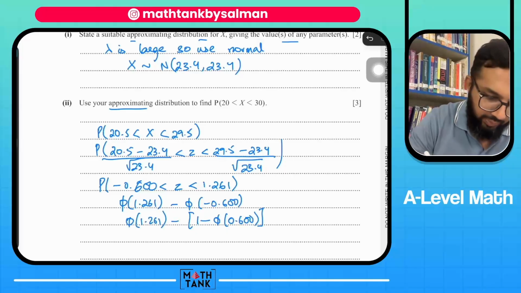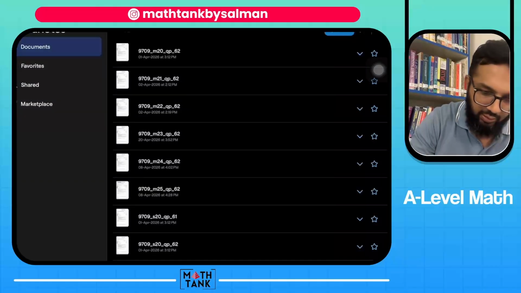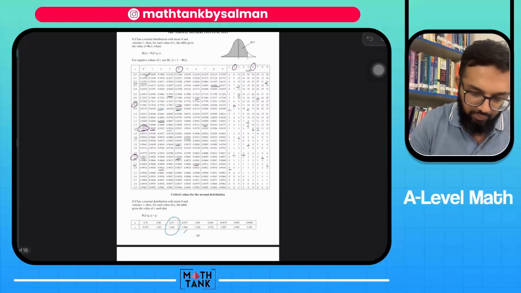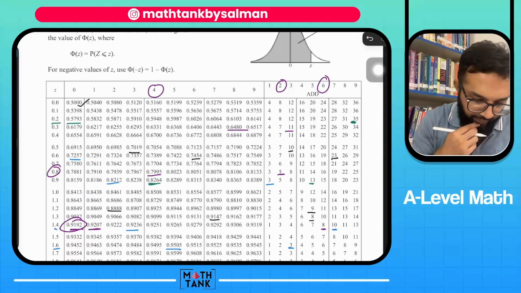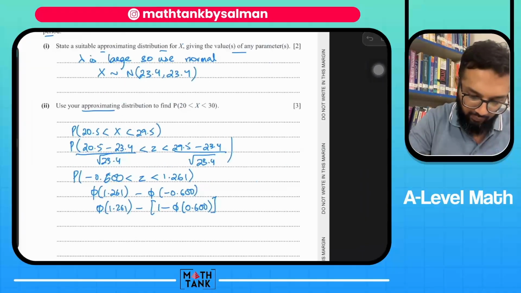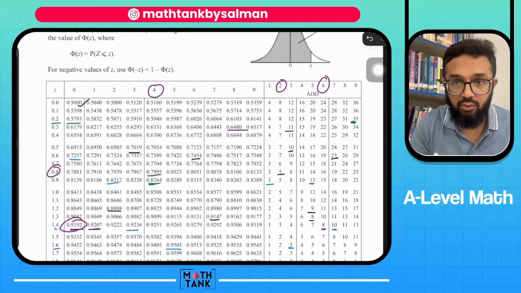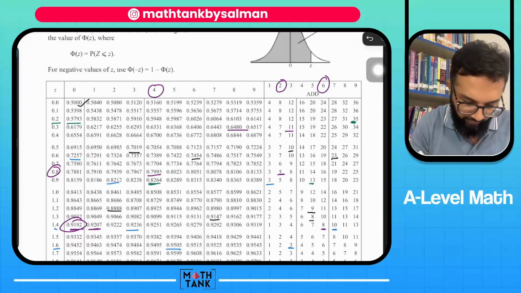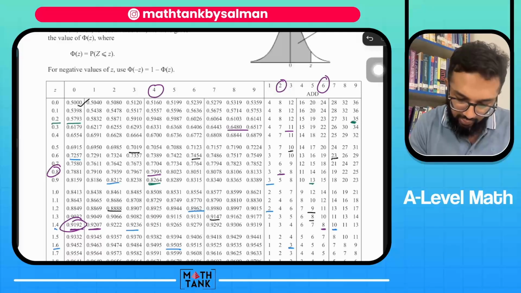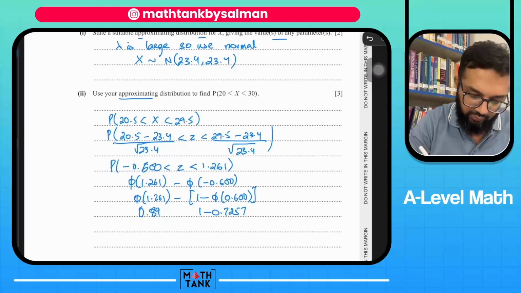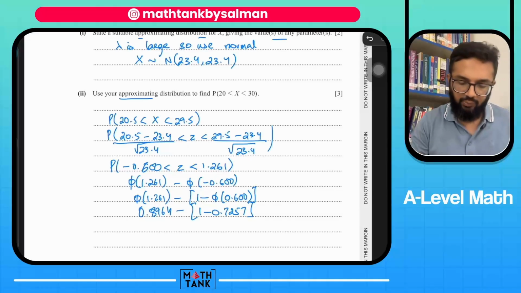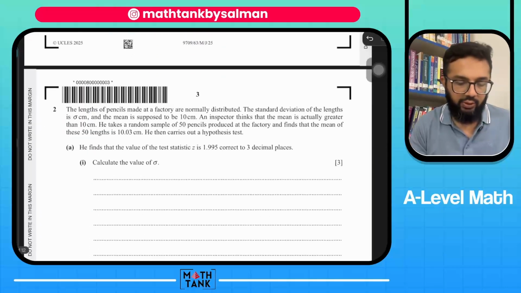Then let's quickly read from the table. I don't know if I have the table open, but I'm going to quickly open that for you. 0.600 is 0.7257, and 1.261 is 0.8964. So the answer is 0.622. That should be the final answer. Yes, that is correct.